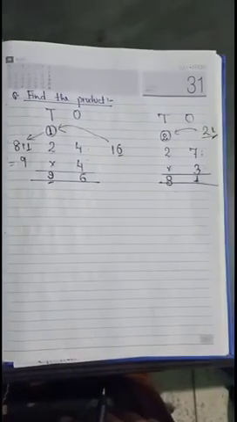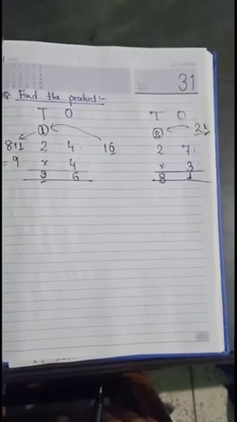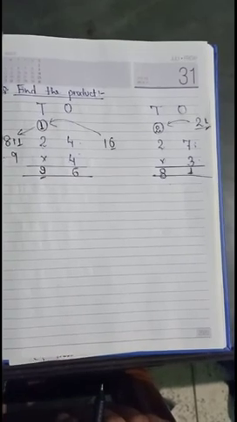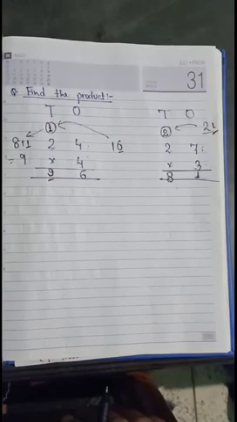So these are the multiplication of 2-digit numbers with regrouping or without regrouping. So you have to solve all questions of exercise 7b and 7c. In the next video we will solve the further exercise.